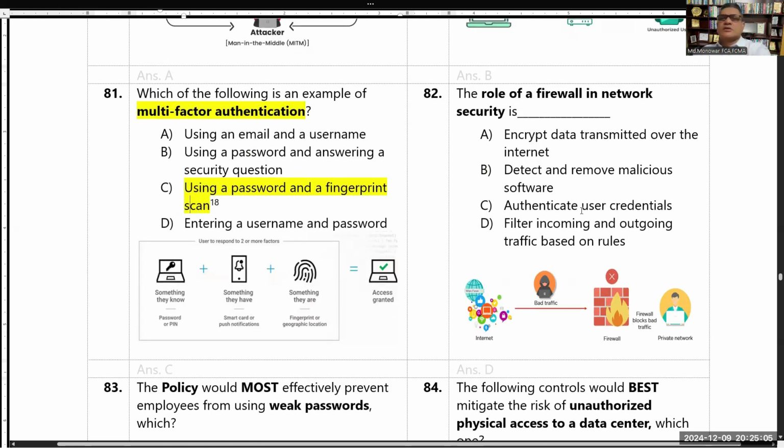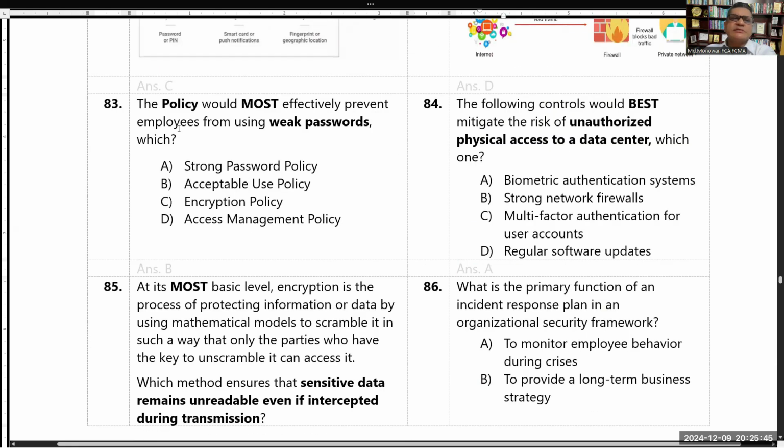Answer C. The role of a firewall in network security is to filter incoming and outgoing traffic based on rules. So the firewall is here. Its role in network security is filtering incoming and outgoing traffic based on set rules. Answer D. The policy that would most effectively prevent employees from using weak passwords. So policies, acceptable use policy.